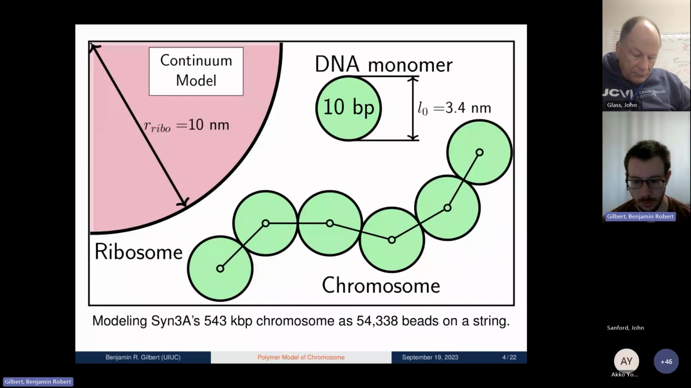So now we've instead moved to this continuum model where the entirety of syn3A's 543 kilobase pair chromosome is modeled as a little over 54,000 beads on a string, where each of these beads contains 10 base pairs of DNA and is 3.4 nanometers across. And then the ribosomes are yet larger spheres that are 10 nanometers in radius.